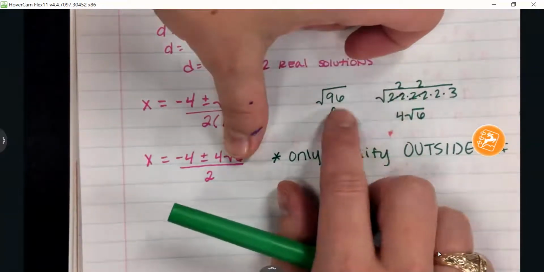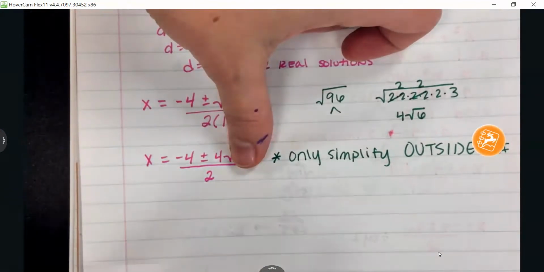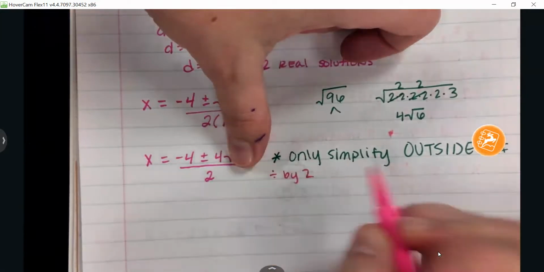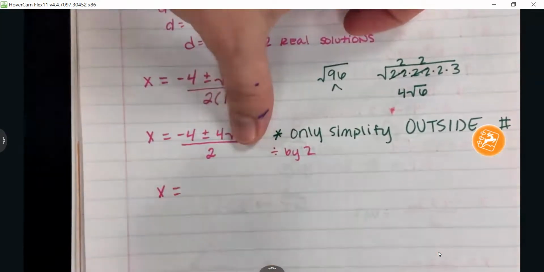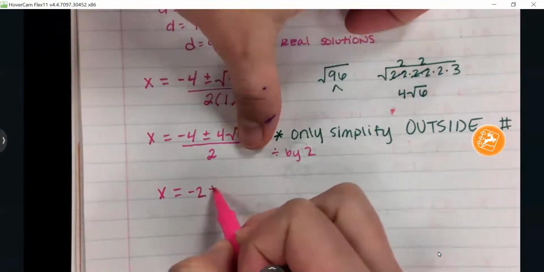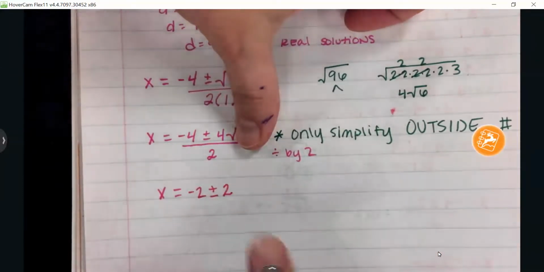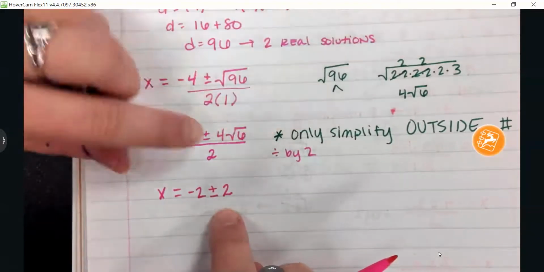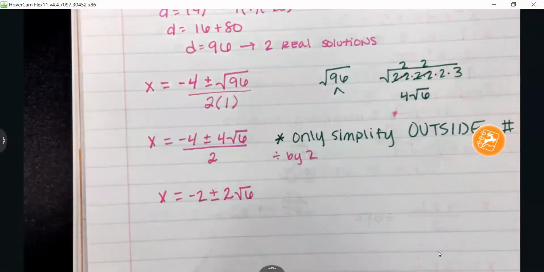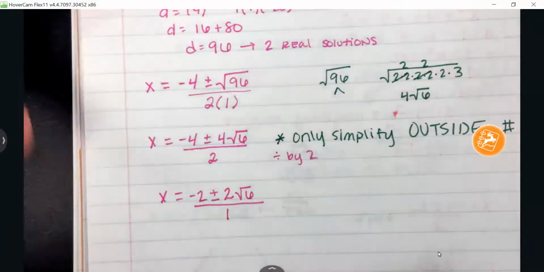We already did that up here, okay? So I have a 4, a 4, and a 2. What can I divide all those numbers by? So again, I'm going to divide by 2. So x equals negative 4 divided by 2 is negative 2. Plus or minus 4 divided by 2 is 2. What has to go with that 2? The square root of 6. It cannot change. We already changed it. All divided by 1.